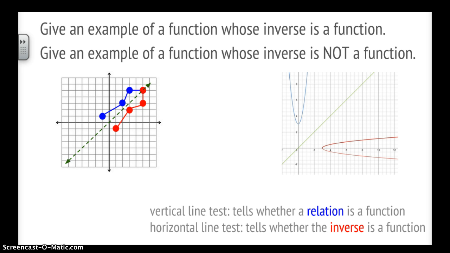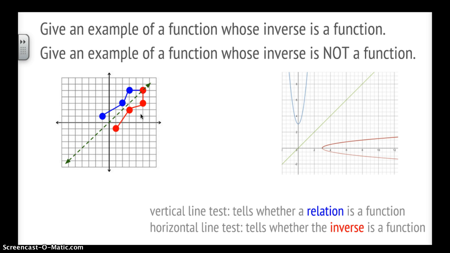Give an example of a function whose inverse is a function. Give an example of a function whose inverse is not a function. Now both of these unfortunately were not a function. Okay? The red ones for both, neither red graph passed the vertical line test, which is kind of a bummer, right? It'd be great if one of them did, but here's what this tells us.